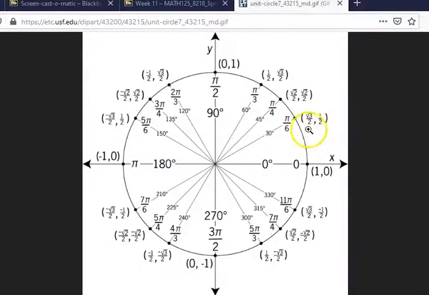So remember that the x-coordinate of the point at which this angle hits the unit circle is the cosine of that angle, and the sine is the y-coordinate. Okay. So what we're going to be doing here is transferring these points for sine and cosine to a two-dimensional graph in the xy plane.